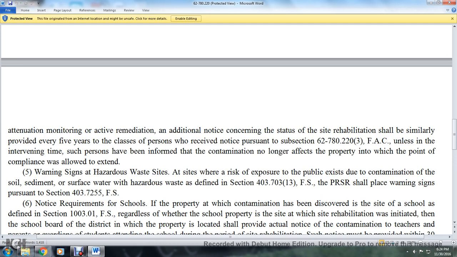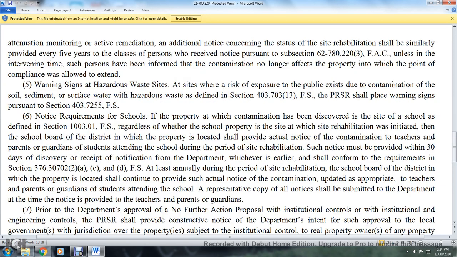Warning signs of hazardous waste at sites where the risk of exposure for the public exists, but the contamination is not in the soil, sediment, or surface water, where hazardous waste is defined in section 403.703(13), Florida Statutes. The person responsible for site rehabilitation shall apply those warning signs pursuant to section 403.725(5), Florida Statutes.